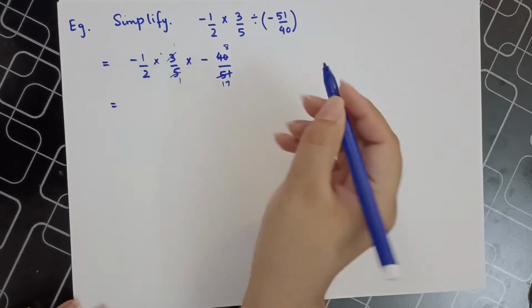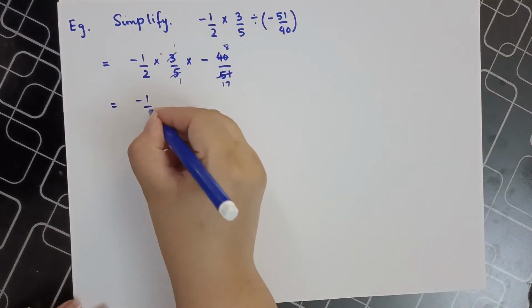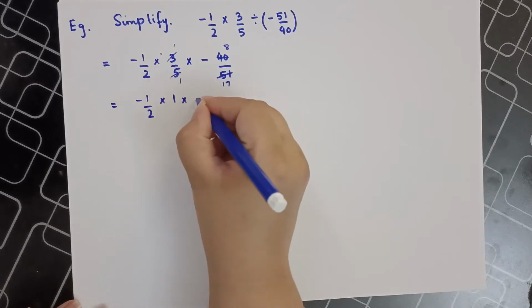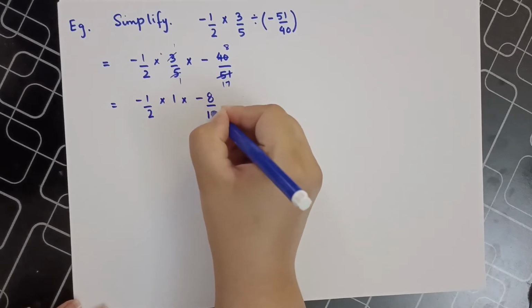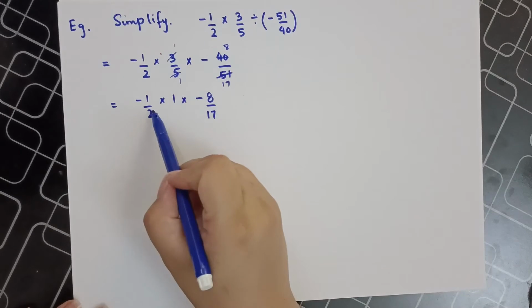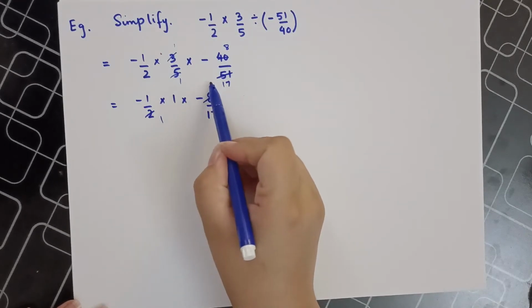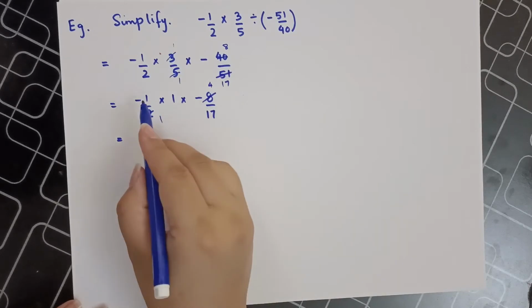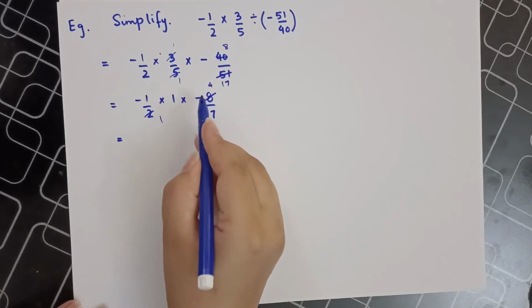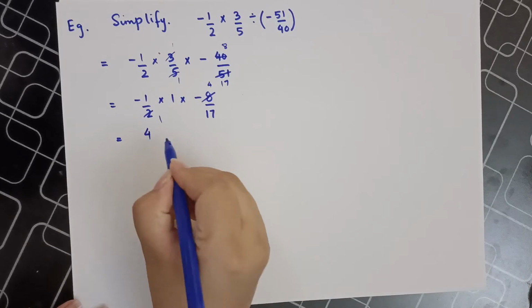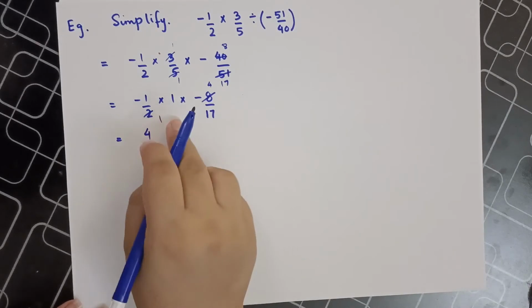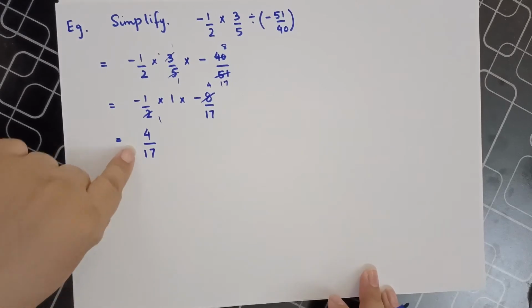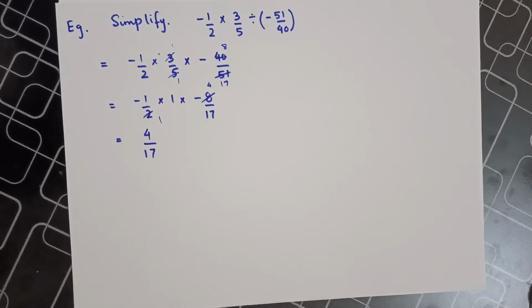So the first cancellation has been done. Minus 1 upon 2 multiply by 1 multiply by minus 8 upon 17. Now, yes, they can be cancelled. 2 ones are 2, 2 fours are 8. Okay, now we're going to write them as it is. Minus 1, a minus into minus is plus, so we're going to write it as 4, and there's no other number than 17, so we're going to write 17 as it is. So this is the answer, 4 upon 17 as the final one.